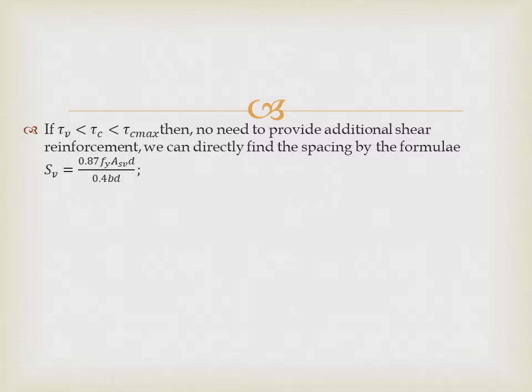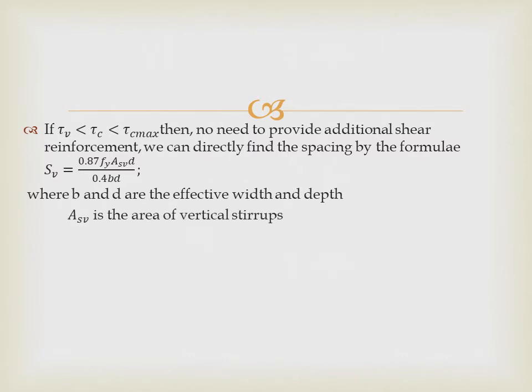Usually the spacing between these stirrups is kept minimum, so that we can avoid bending. So when you find the value, just round it down; say it's 124, you round it to 120, so it can be more accurate. Here B and D are the effective width and depth, ASV is the area of the vertical stirrups, and Fy is the characteristic strength of steel.